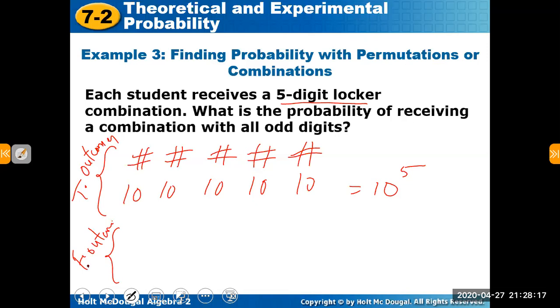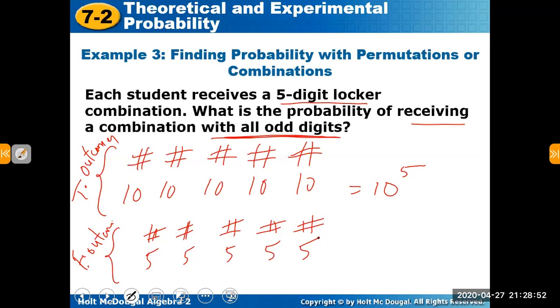Now my favorable outcomes would be, so again we have a 5-digit locker combination, but the question says receiving combination with all odd digits. So how many odd digits are there from 0 to 9? There are 5 odd digits. So the numbers 1, 3, 5, 7 and 9. So 5, 5, 5, 5 and 5. So what's the answer here? So 5 to the power 5.